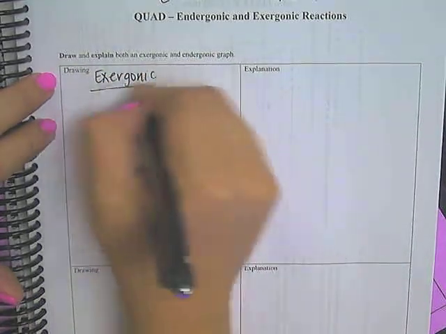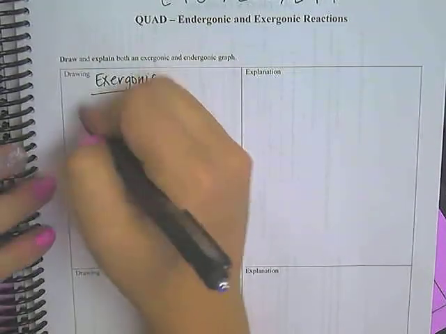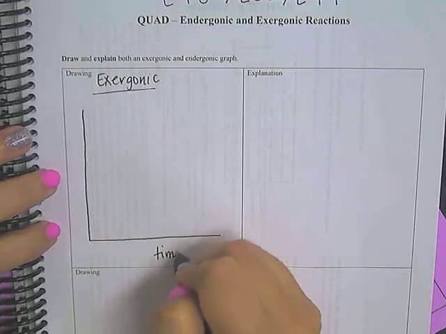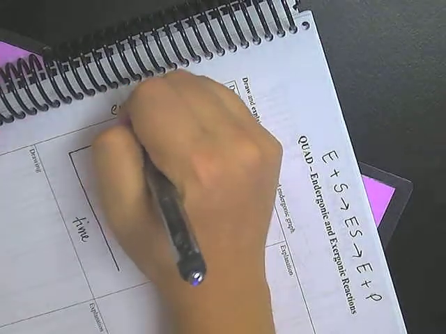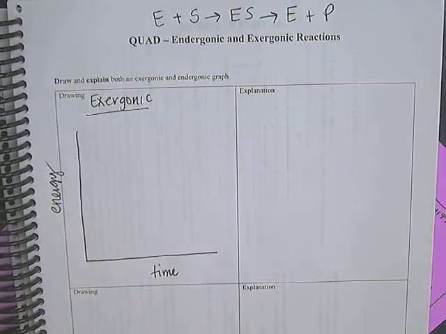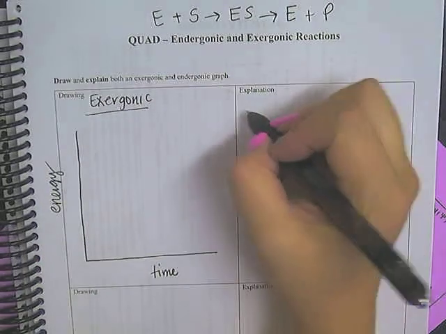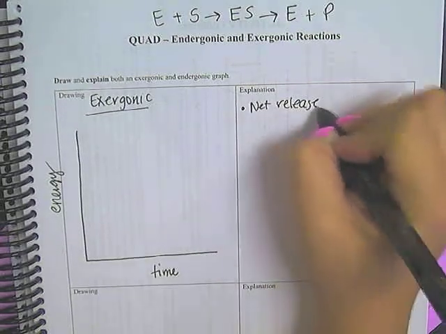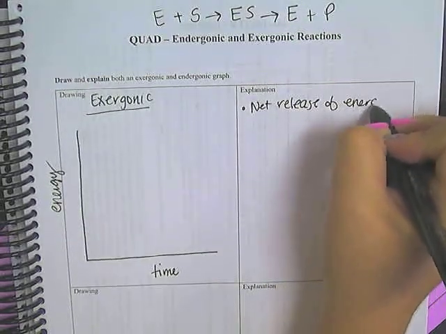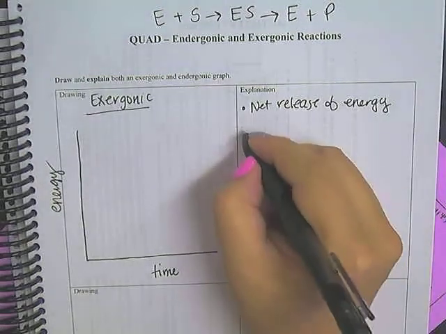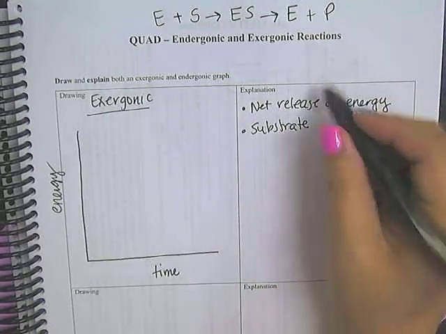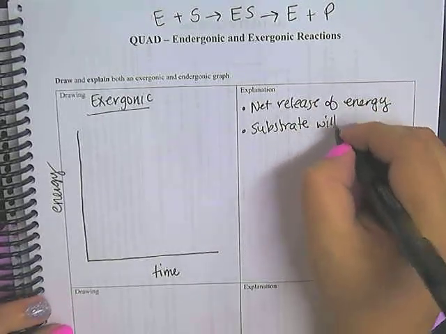With exergonic, we're going to draw a graph, and this is over time, and we have just generic energy here available, or involved in this process. With your exergonic reactions, what you see is a net release of energy. In other words, your substrates will have more energy than the products.